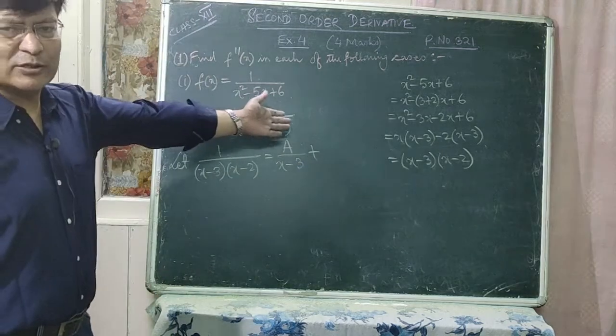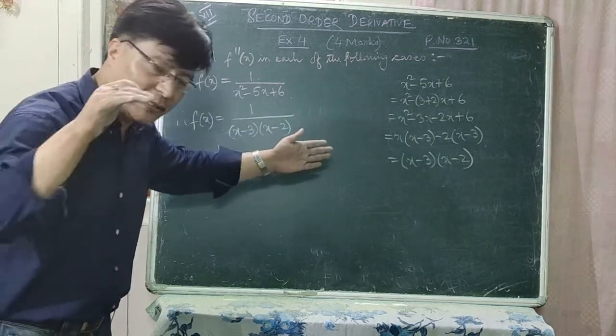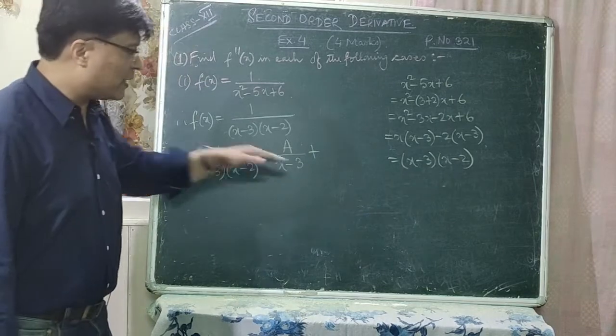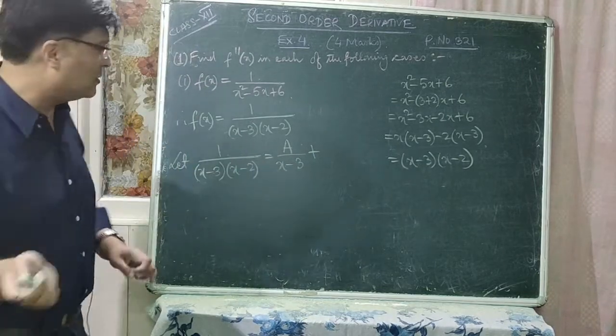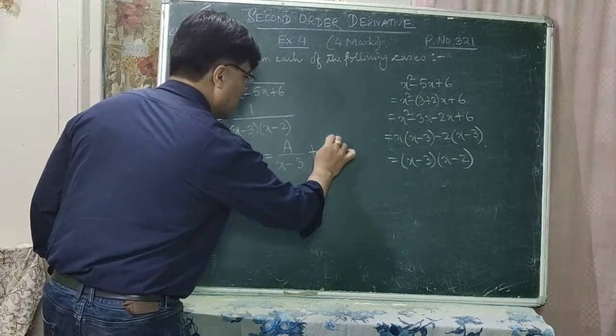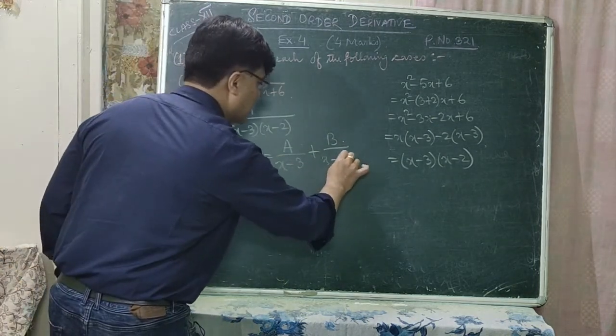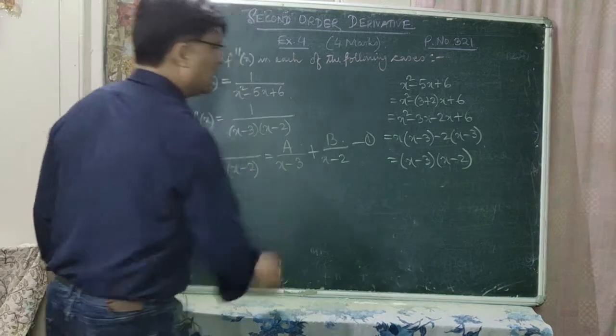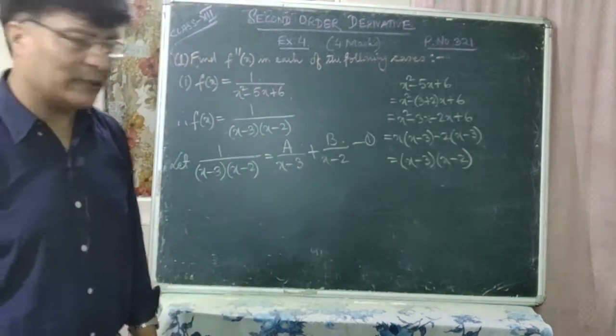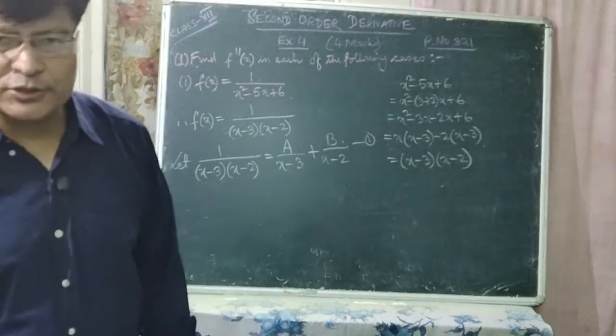You may write minus sign also. It is not necessary that you have to write plus sign. You can write minus sign also. Is that clear? So next, plus b. Plus b is another constant divided by which is the second factor out here. It is x minus 2. Let us mark it as number 1. Okay. So I think you have understood it.